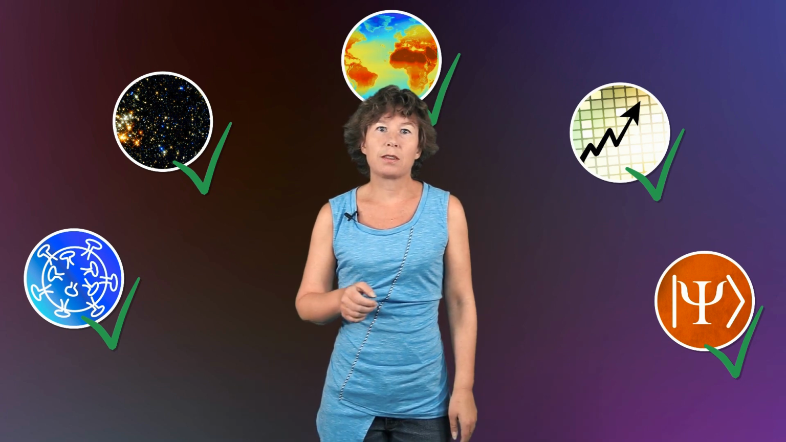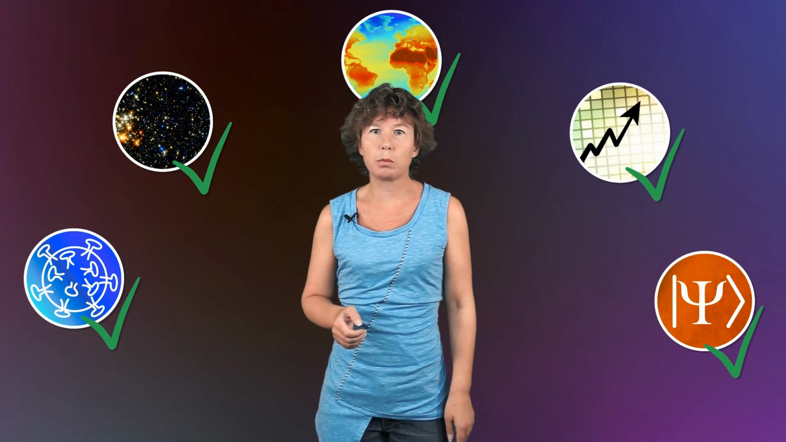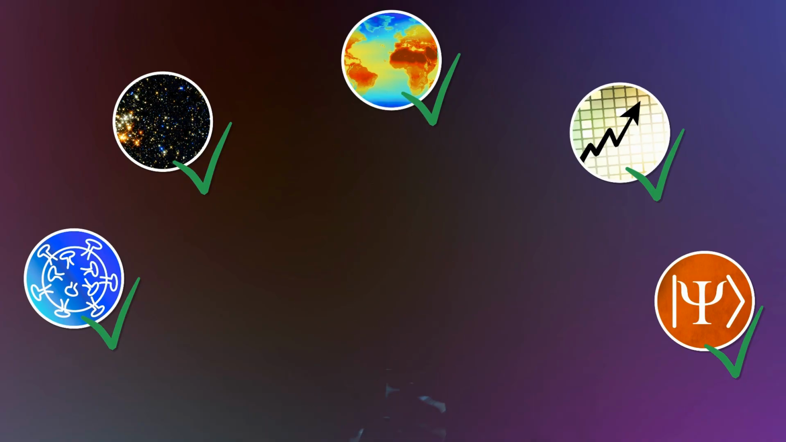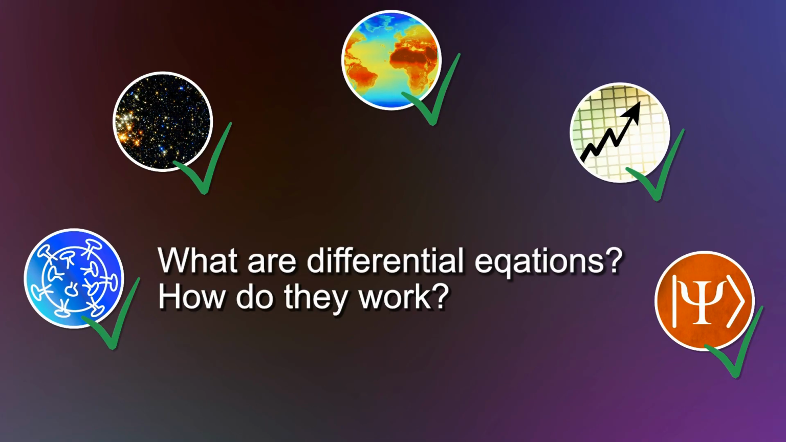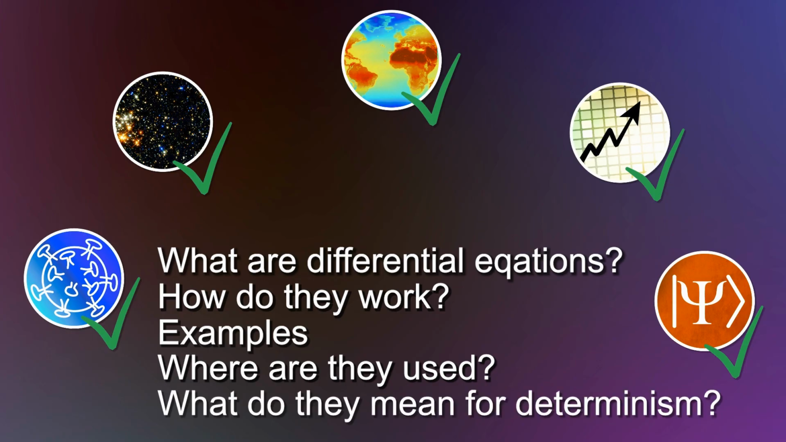Differential equations are the key to making predictions and to finding out what is predictable, from the motion of galaxies to the weather to human behavior. In this video, I will tell you what differential equations are and how they work, give you some simple examples, tell you where they are used in science today, and discuss what they mean for the question whether our future is determined already.